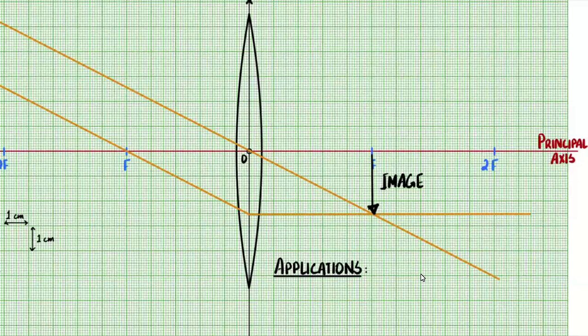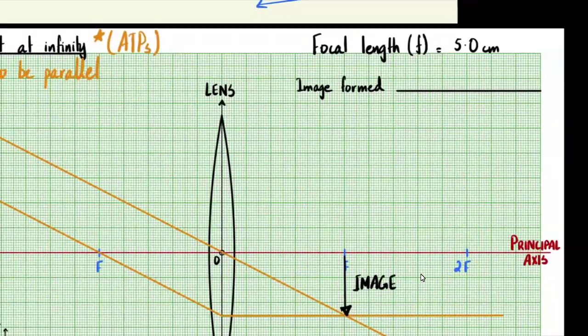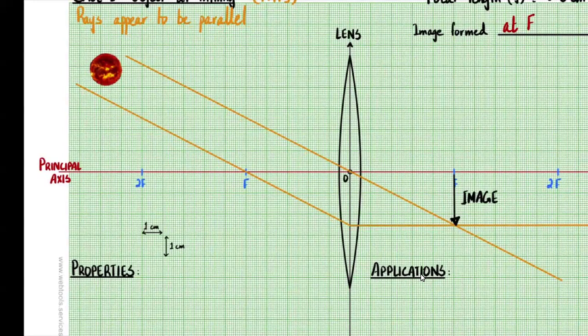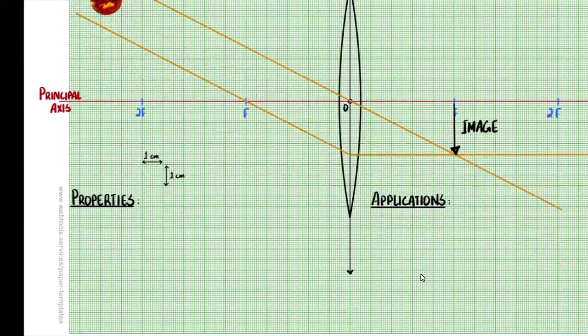All right. So here you have this gap. Here you should write that the image is formed at f. And this is basically that image of the sun that we would get. All right, now properties. For each of these lens cases, we'll be going through the properties of the image formed, and they will usually follow this same idea.